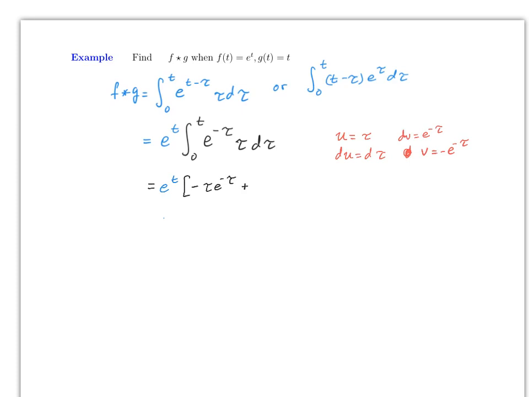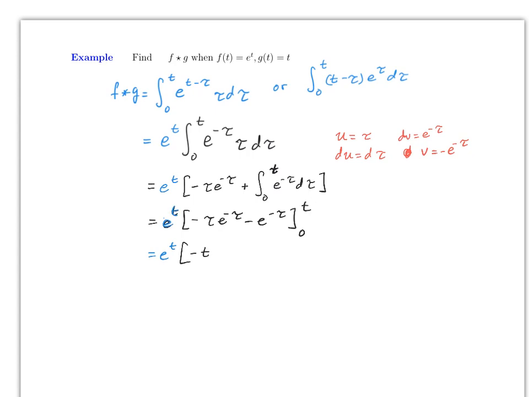Then minus minus will become plus. The integral from 0 to t of e to the minus tau d tau. And once you integrate the whole thing, and you should definitely check this, this is minus tau e to the minus tau minus e to the minus tau, and the limits are from 0 to t. So you plug the limits of integration in, you will get the following.